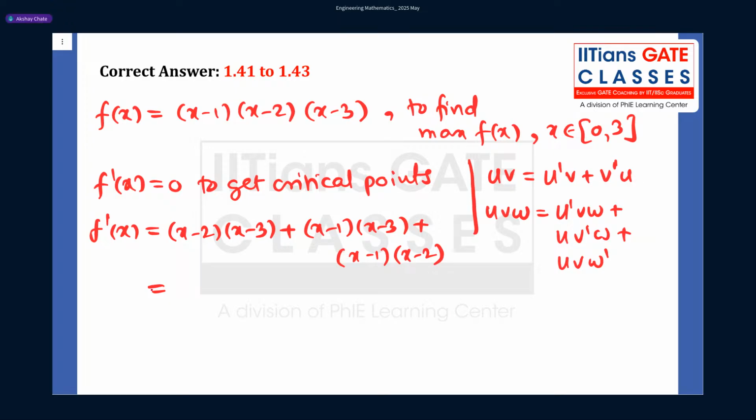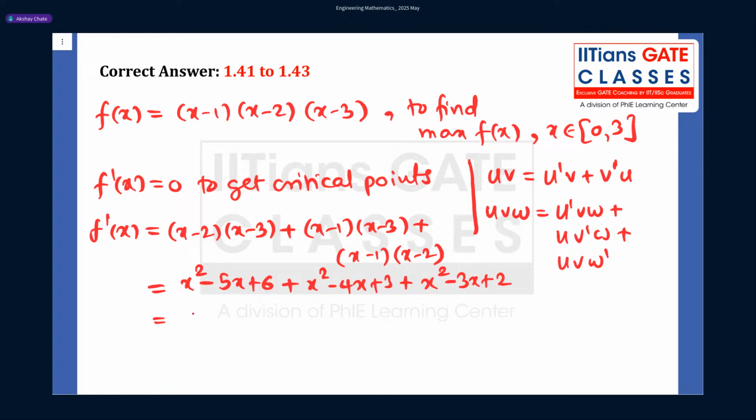to get the idea about your critical points. And how do you do that? This first bracket will be x square minus 5x plus 6. Second term, if you do the multiplication, that will give you x square minus 4x plus 3. And third term will give you x square minus 3x plus 2.